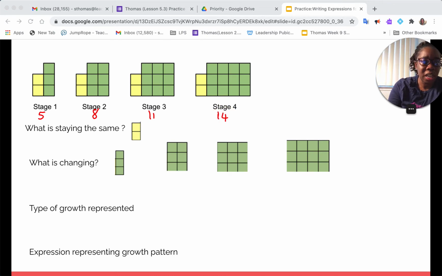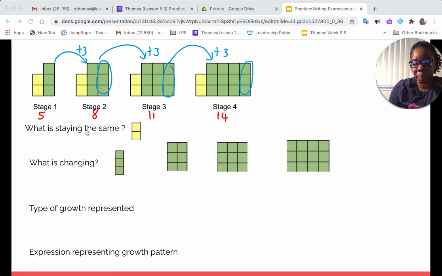And if I'm checking that out, here's what I'm noticing. To go from 5 to 8, that's a +3. And I'm seeing this additional 3 right here. To go from 8 to 11, that's also a +3. So here is where the additional 3 was added. And then to go from 11 to 14, that's also a +3. All right, here's where the additional 3 was added.